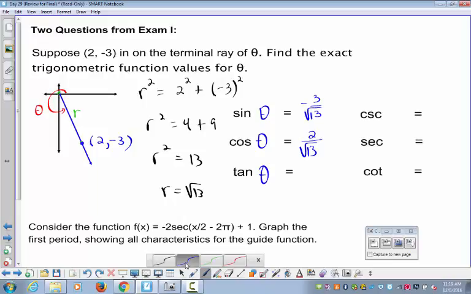And then tan of theta, lots of ways you can think about it. You can think of it as y over x, which gives you negative 3/2. That's a great way to think of it. You can think of it as sine over cosine. You can divide this fraction by that fraction, which means multiply by the reciprocal, and the root 13s cancel, and you get negative 3/2. Or you can think of it as slope, the slope of the terminal ray. And then our reciprocal functions are just that. We reciprocate, and we get the following.